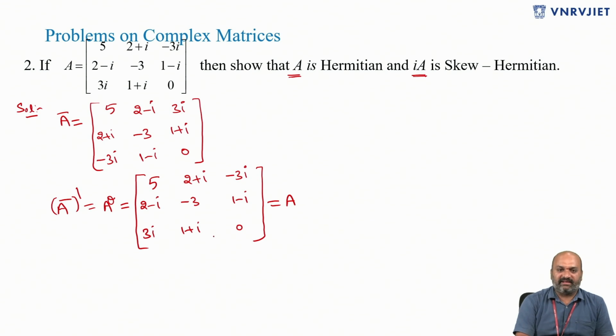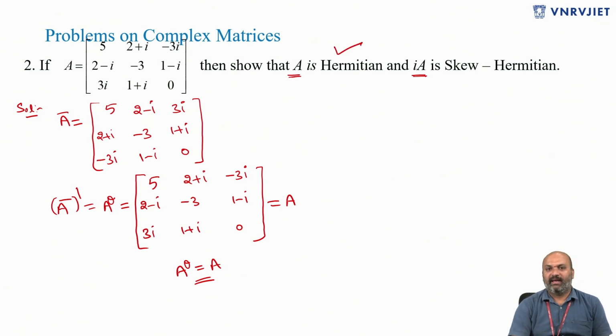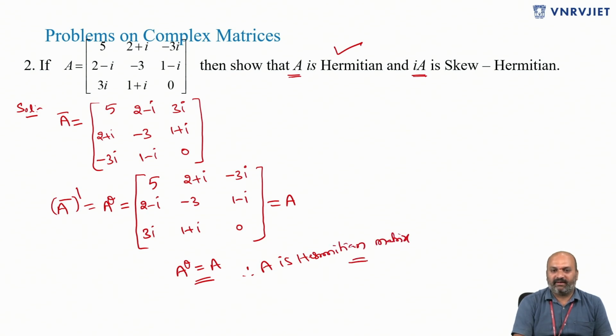The matrix A itself. That is, A theta is equal to A. That means A is Hermitian is proved. So therefore A is a Hermitian matrix.